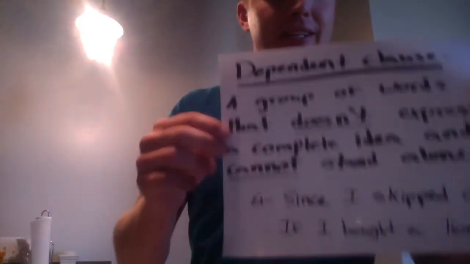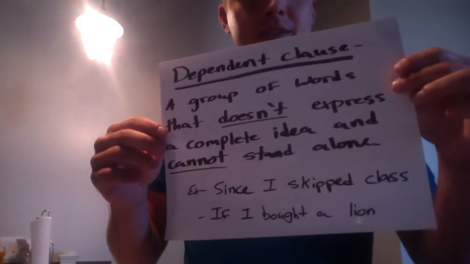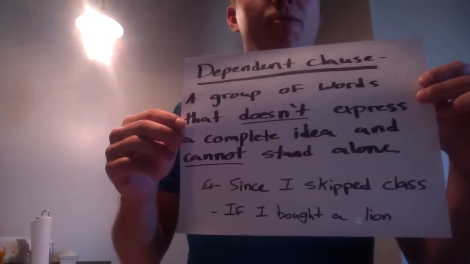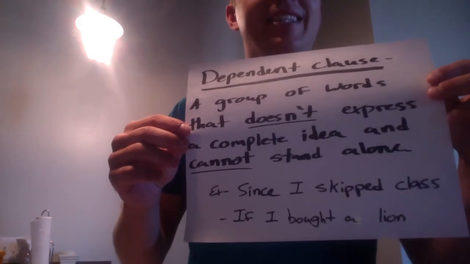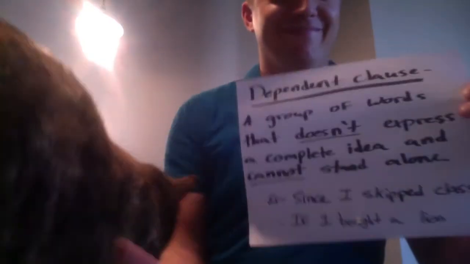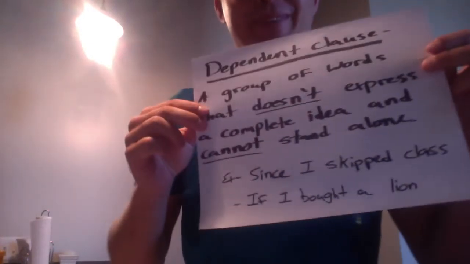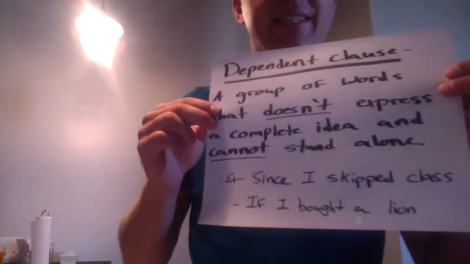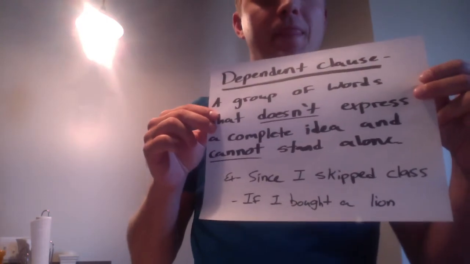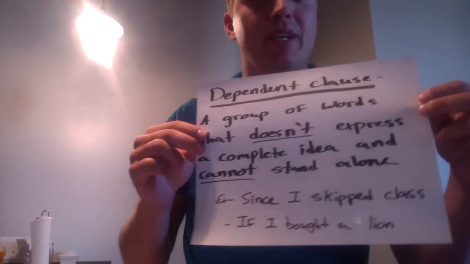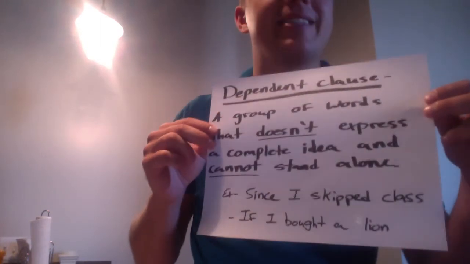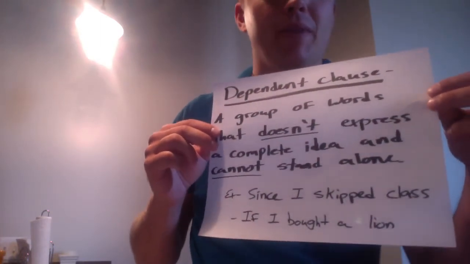The next term is a dependent clause. So a dependent clause is a group of words that doesn't express a complete idea and cannot stand alone. For example, since I skipped class, or if I bought a lion. You can remember this because a dependent clause is dependent on other information.